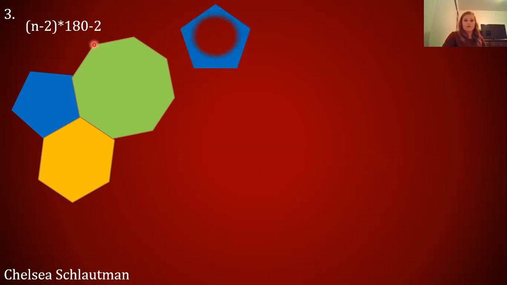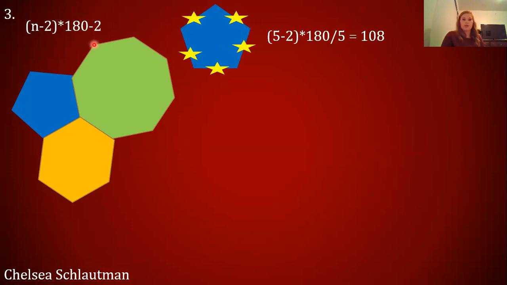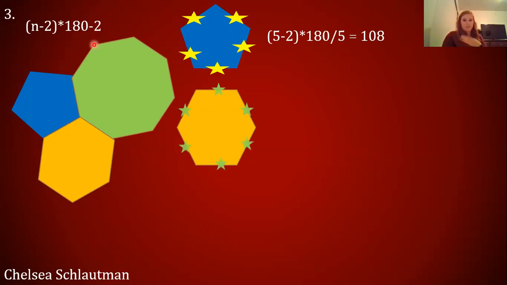We're going to look first at the pentagon, and we see that the pentagon has 1, 2, 3, 4, and 5 sides. So for the letter N, we're going to plug in the number 5. That gives us 108 degrees for the pentagon. Next, we're going to look at this hexagon. We have 1, 2, 3, 4, 5, 6 sides. So we're going to plug in the number 6 for N. That is going to give us 120 degrees.